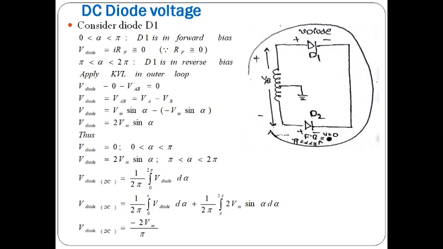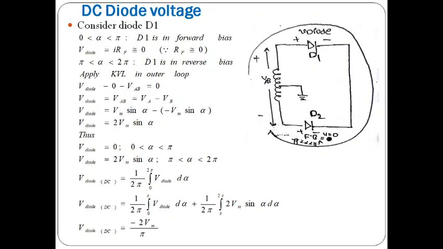Next, the DC diode voltage. Here we have two diodes in the center tapped rectifier. The DC diode voltage is how much DC voltage drops across each diode. That means we need to consider any one diode only, not two diodes, at a time. So now I am considering diode D1. Whatever drop is across diode D1, that same magnitude of drop will be present in diode D2 also. So this is the DC diode voltage.